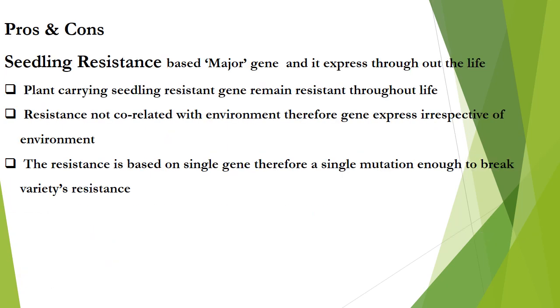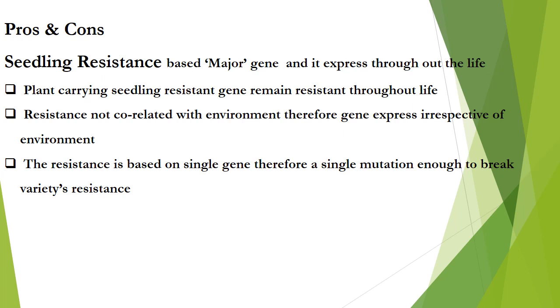Now, if we look at the seedling resistance, as I mentioned earlier, this resistance is based on a single gene, and that gene is known as the major gene. The advantage associated with this kind of resistance is that it is expressed from the earlier stage of growth until the plant completes its life cycle. That is a very needed attribute present in a variety having the major gene of resistance.